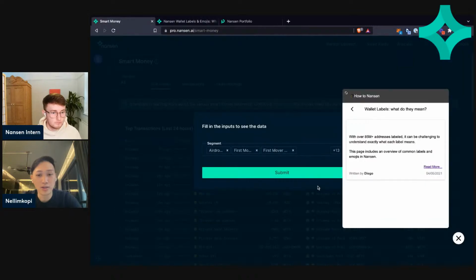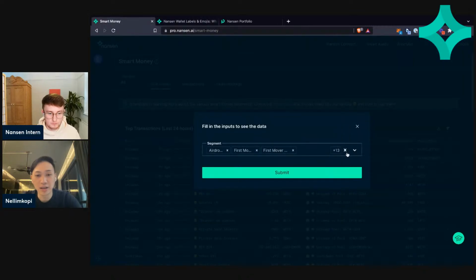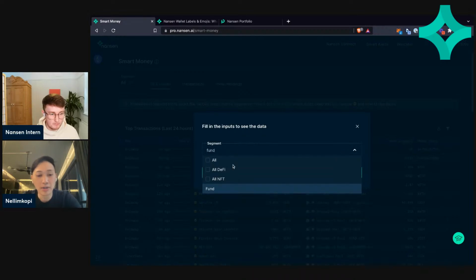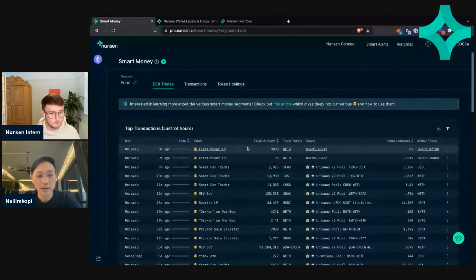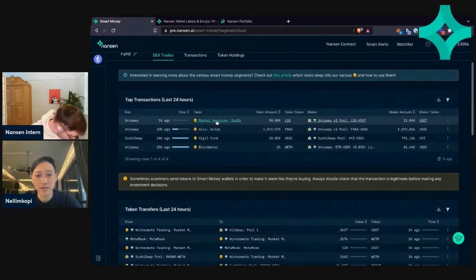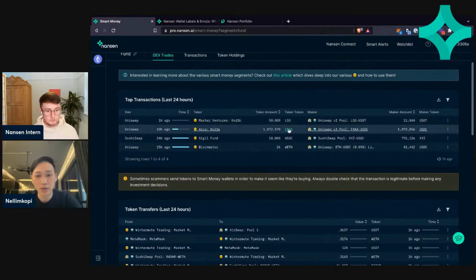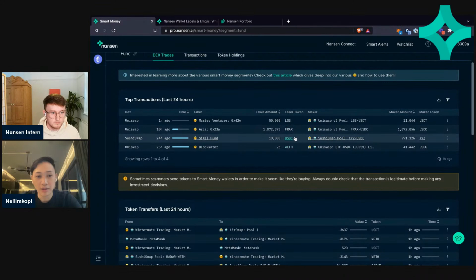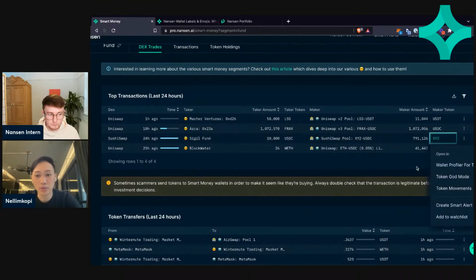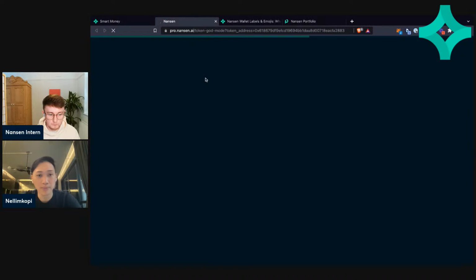And you can actually sort through the specific segment that you want to look at. So for example, I want to see what the funds have been up to, right? I can select the specific segment, right? Hit submit, and what it does, it basically sorts out all the rest of the smart money and just shows me what the smart money are doing, right? So for example, we can see here Sigil Fund buying 10,000 worth of XYZ token, right? And I can then start looking into XYZ token using token god mode, right?